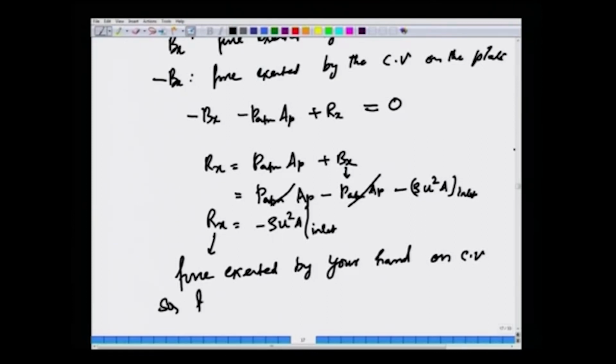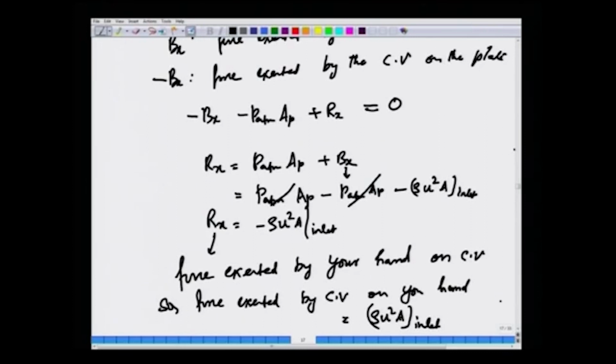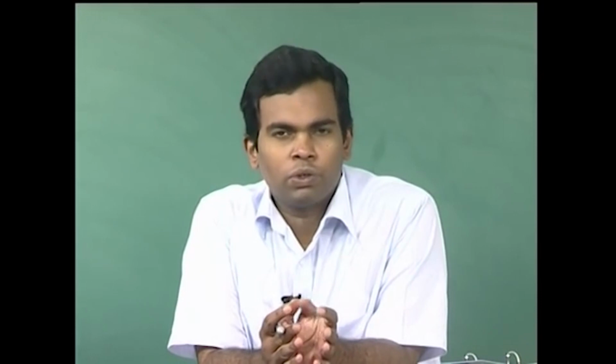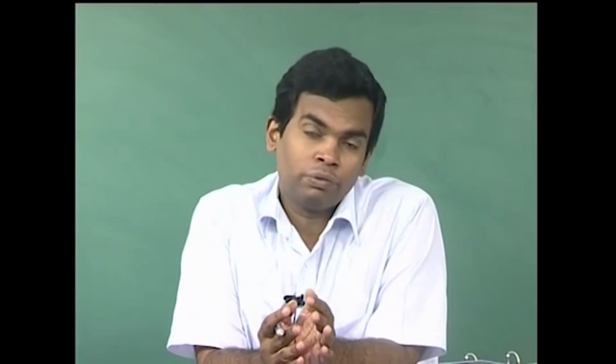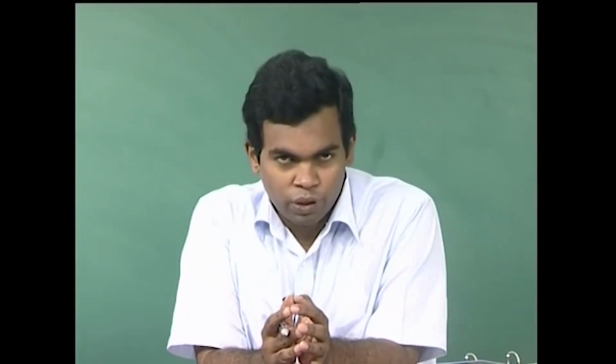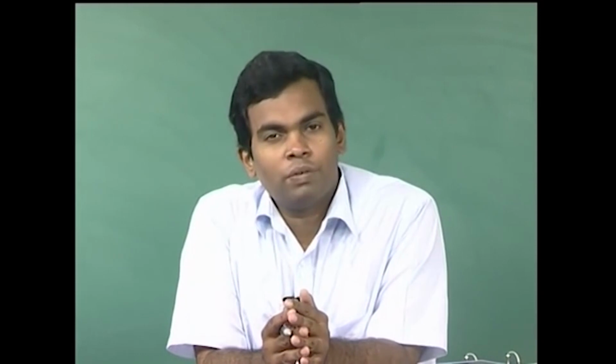So, force exerted by CV on your hand is simply rho u squared A at inlet. It is clearly in the plus x direction as you would expect physically. So, this clearly tells you that you can choose to work with a CV of your choice, and the answer, if you do every step correctly, will be invariant to the CV that you choose to work with. But some CVs are easier to apply for a given problem than other CVs.